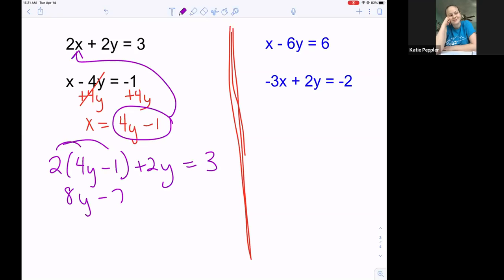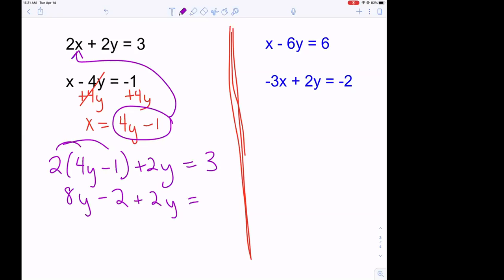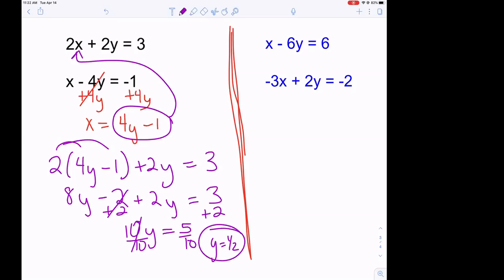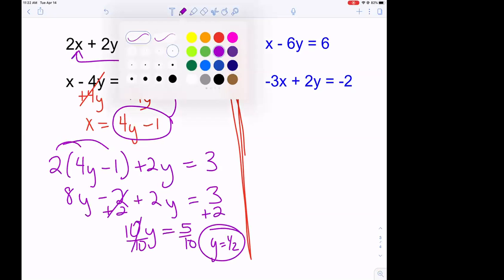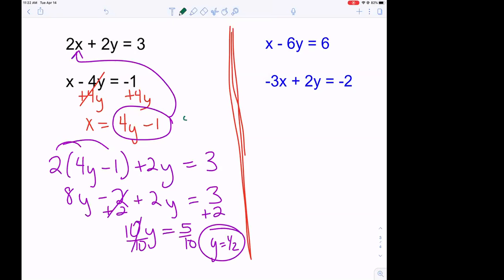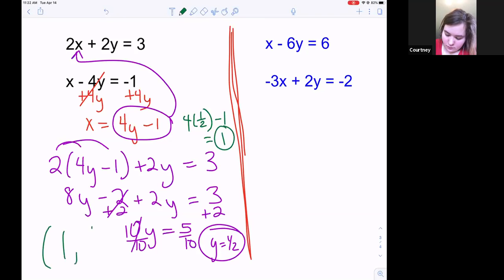8y minus 2 plus 2y equals 3. Add 2, add 2. So 10y equals 5. So what's y equal? 1/2. Yeah, half. And then what do we do with the 1/2? Plug it back in. So 4 times 1/2 is 2, minus 1 is 1. So final answer 1 comma 1/2.